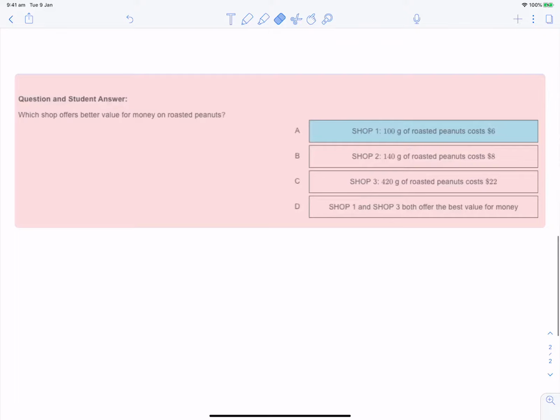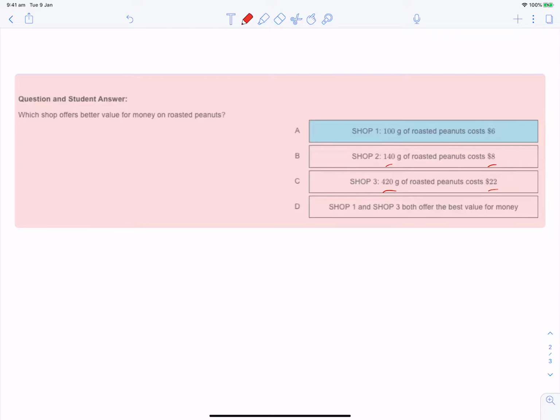Alright, so now we're going to have a look at comparing costs again. This time we're just going to look at how we do it without using a double number line. And specifically this is an example of an online question where we've got multiple different shops to have a look at and we want to see which one's the best value for money. So shop 1 we have 100 grams at $6, shop 2 140 grams at $8, 420 grams at $22.